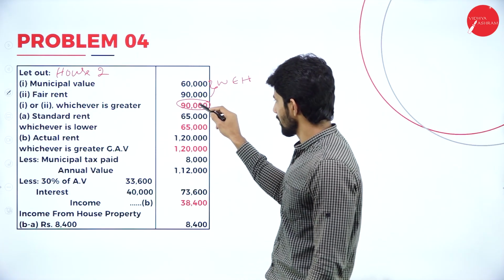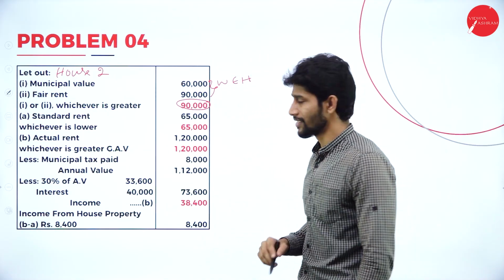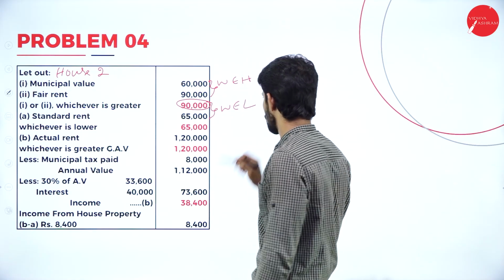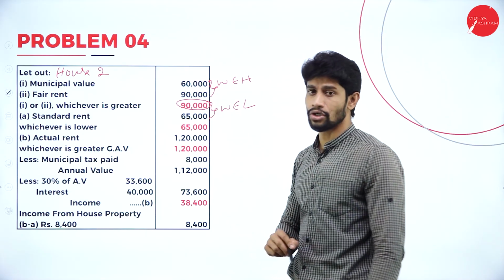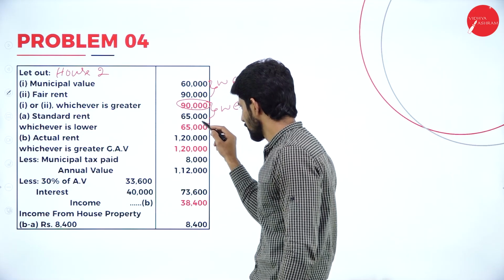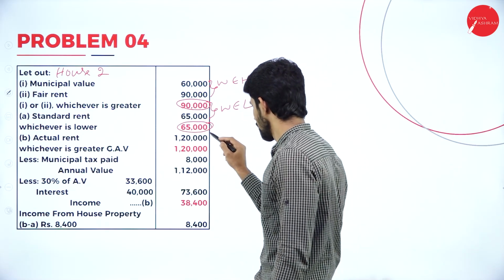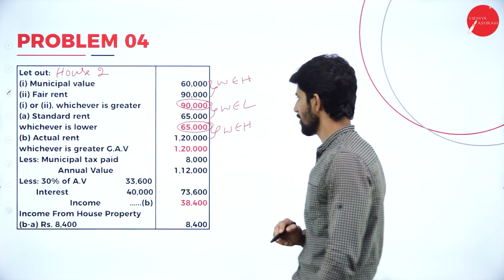Now compare this higher value, that is 90,000, with standard rent. In these 2, whichever is low. So 90,000 and 65,000, whichever is the lower value? Yes, obviously 65,000. So now compare the 65,000 with actual rent of 1,20,000. In these 2, whichever is high.